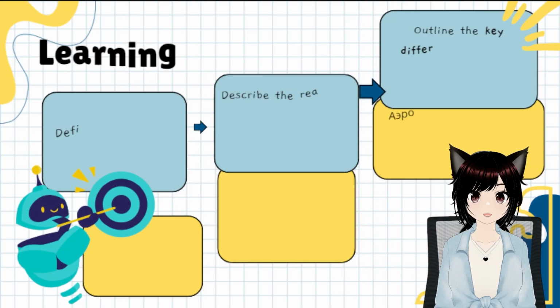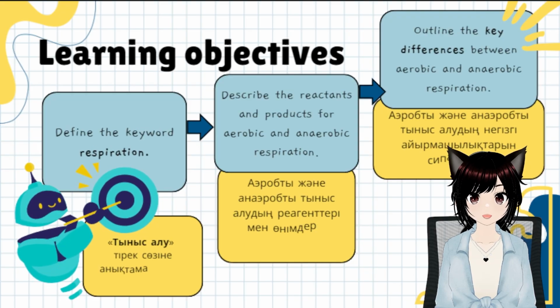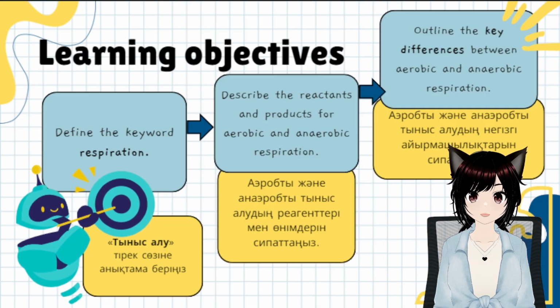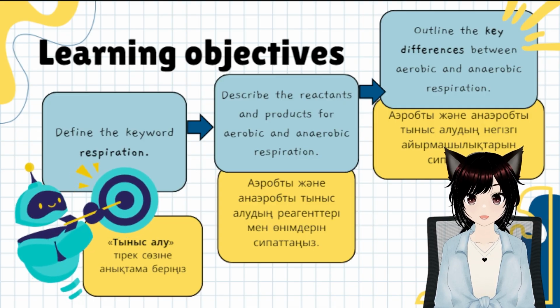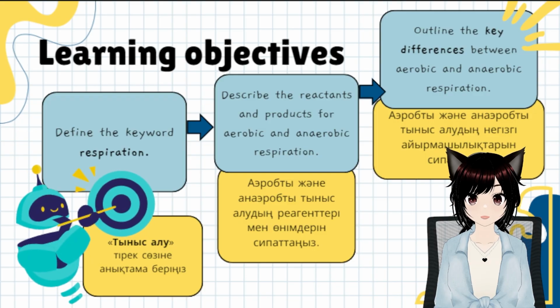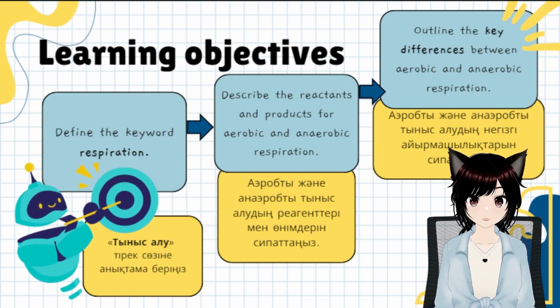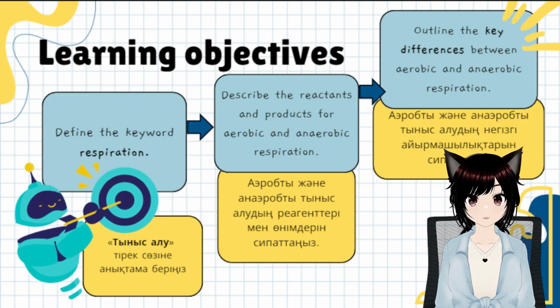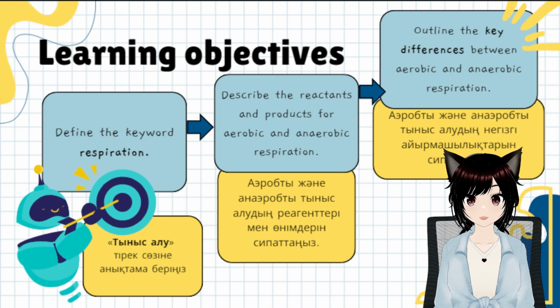Let's begin. At the end of this lesson, you will be able to do three main things. First, define the key word respiration, яғни тыныс алу тірек сөзін анықтаймыз. Second, describe the reactants and products for both aerobic and anaerobic respiration, яғни әрекеттесуші заттар мен реакция өнімдерін сипаттаймыз. And third, outline the key differences between these two types of respiration.